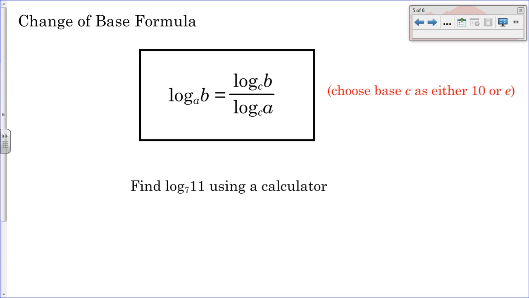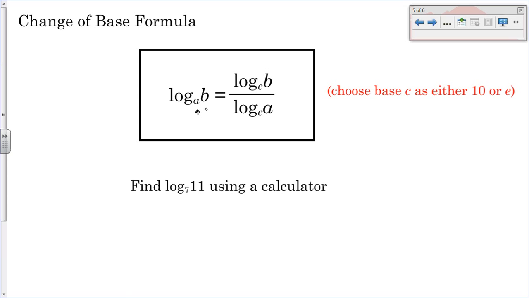Next is usually the most confusing one, but it's not that bad. To me, it's not confusing at all. If you have the log base a of b, and a is not either 10 or e, which, if it was e, this would be a natural log. If a is some other number, what you're going to do is the log base c of b, divided by the log base c of a.